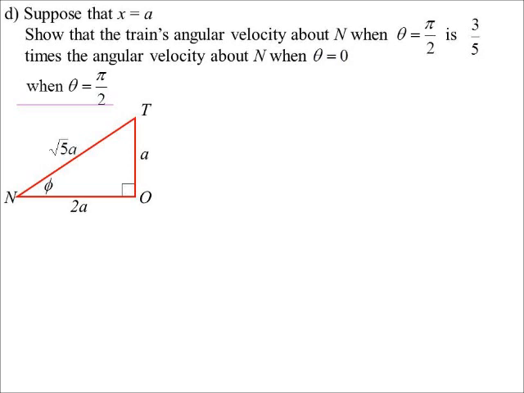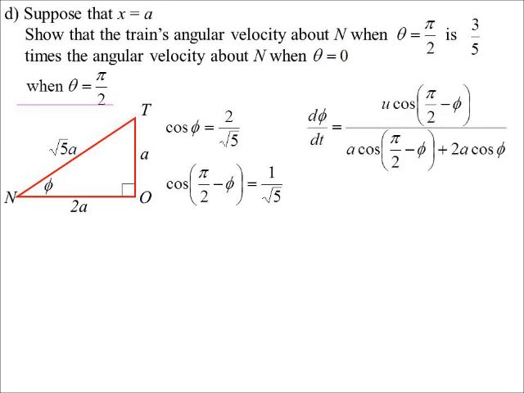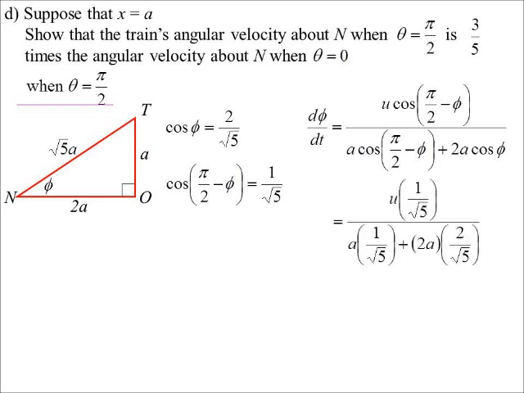So from there, I can get an expression for cos phi. It's 2 on root 5. Cos of (pi on 2 minus phi), which is angle NTO, is going to be 1 on root 5. So I substitute those all in, and it all comes out to be a value of u on 5a. Okay, that's the value when theta is pi on 2.